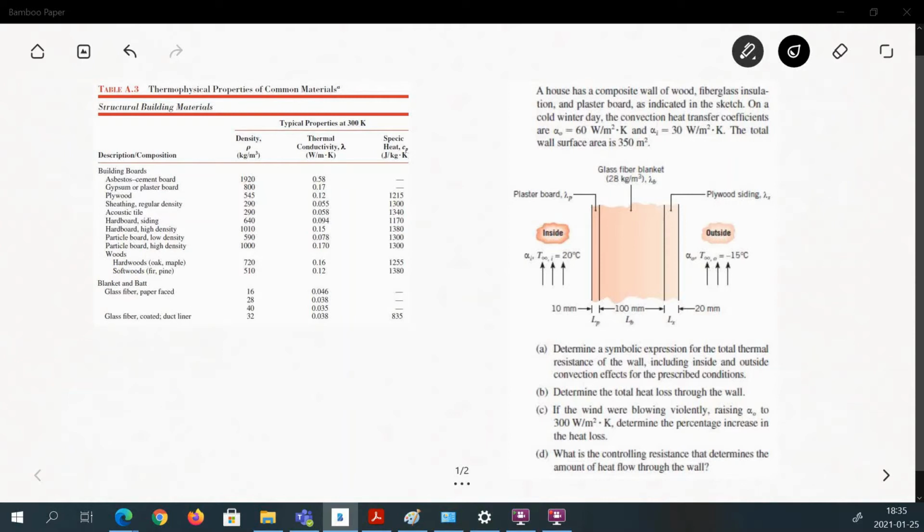Welcome everyone to the heat transfer section. At this moment we are going to solve an exercise related with convection and conduction.